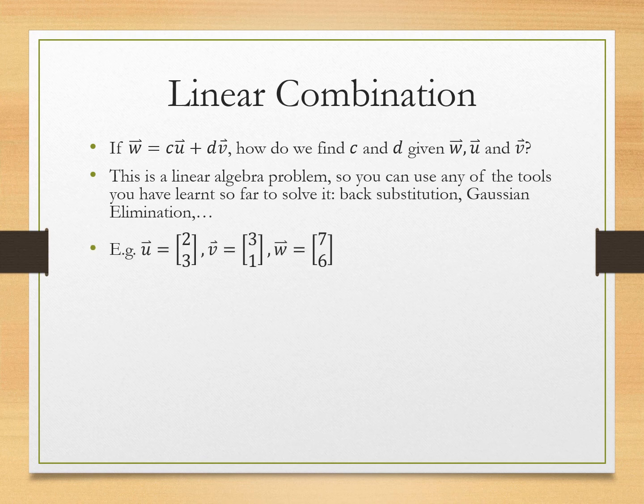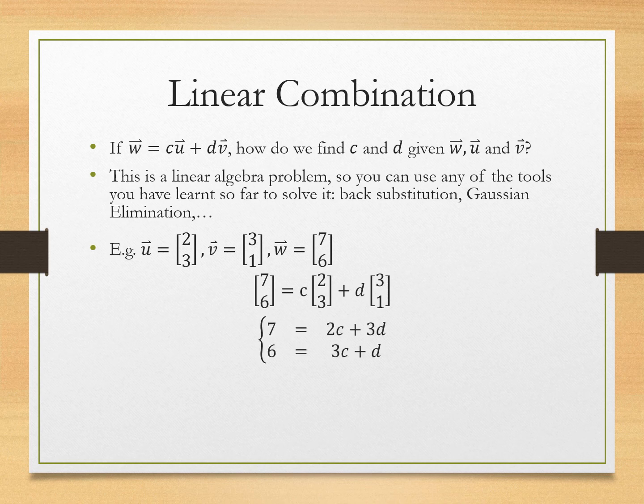Take, for example, let's say I have a vector (7, 6), and I want to express that as a linear combination of U, which is (2, 3), and V, which is (3, 1). So (7, 6) equals C times (2, 3) plus D times (3, 1). If you want to, you can express that as a simultaneous equation. You can solve this easily with back substitution. You get C equals 11/7 and D equals 9/7.